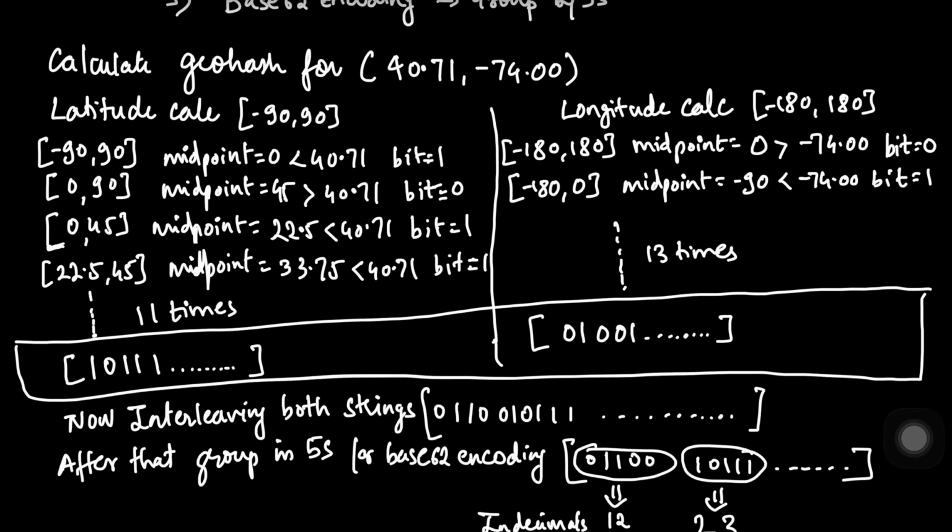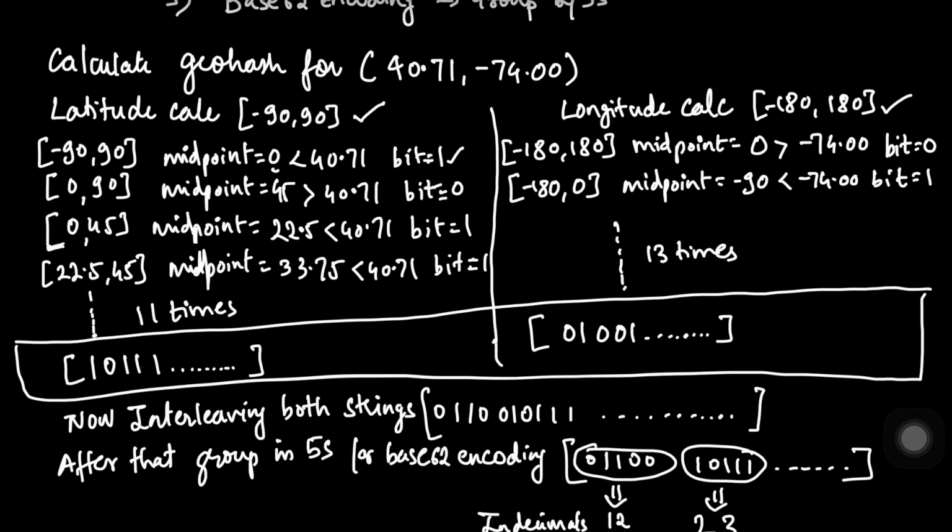So initially, as I told you, we will be having latitude calculation as well as longitude calculation. Our latitude lies from minus 90 to 90, whereas longitude lies from minus 180 to 180. As our latitude lies from minus 90 to 90, the midpoint is 0. If the coordinate is greater than the midpoint, we will simply have the bit as 1. Once the bit is 1, we reduce the search space, which now becomes from the midpoint to the higher bound, which is 90. So it will become 0 to 90.